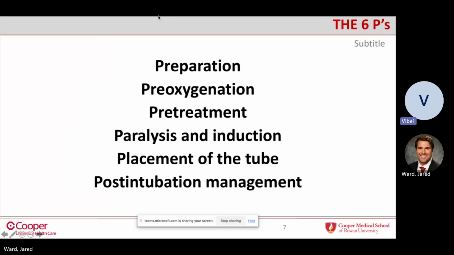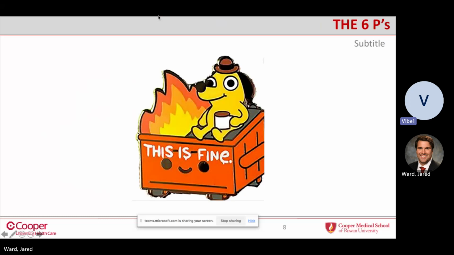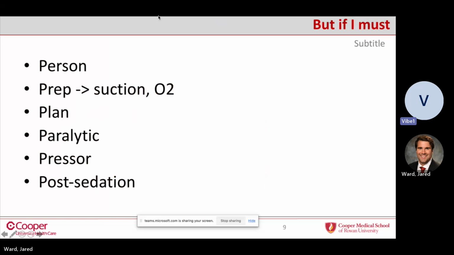So everybody will talk about the 6 Ps. I can't remember. It's a dumpster fire of information. I cannot stand mnemonics that are just 6 Ps or 5 Ps or 10 Ms because you're never going to remember what they are or in what order. But if you really have to, you must look at the patient. Is this going to be a difficult airway?